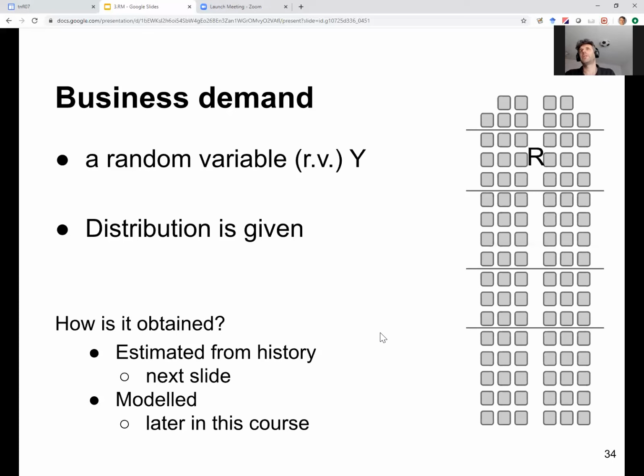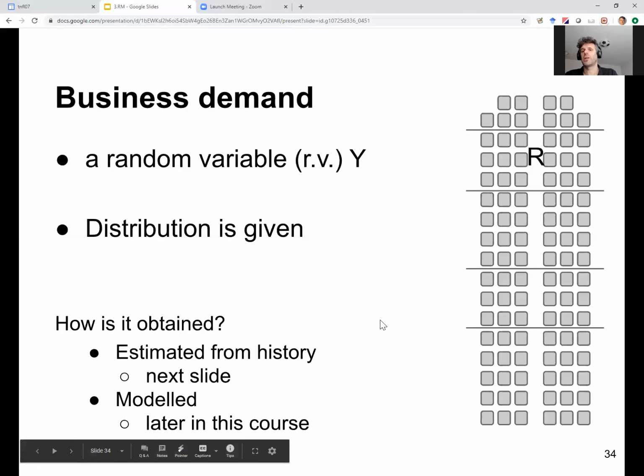But the business passengers' demand will be a random variable. We don't know how many will come. But we have the distribution of it, and we'll see what I mean by that. How is this distribution obtained? Well, it could be estimated from historical bookings. I'll have it on the next slide, referring to your probability course. Or it can be modeled, and we will have a separate lecture on demand modeling.